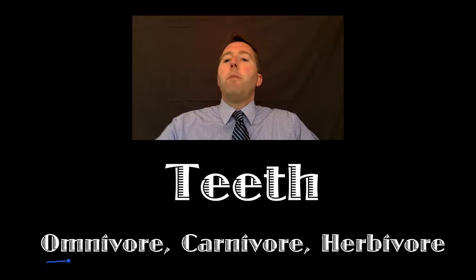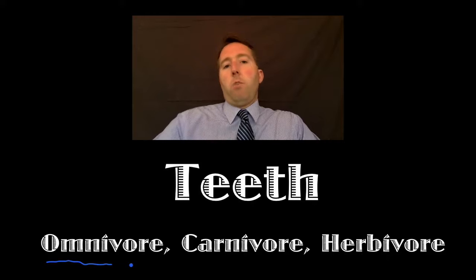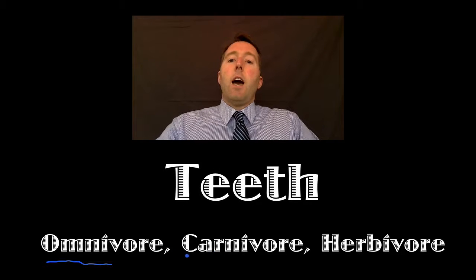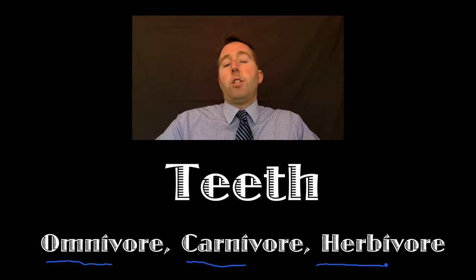There's an omnivore, which is an organism which eats both plants and animals. So I'm an omnivore, I eat plant matter and animal matter. There's carnivores, like tigers, so they just eat meat. And then, of course, there's herbivores, like cows and sheep, and they just eat plants.